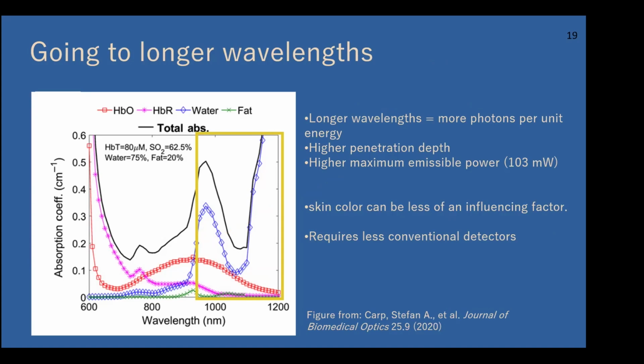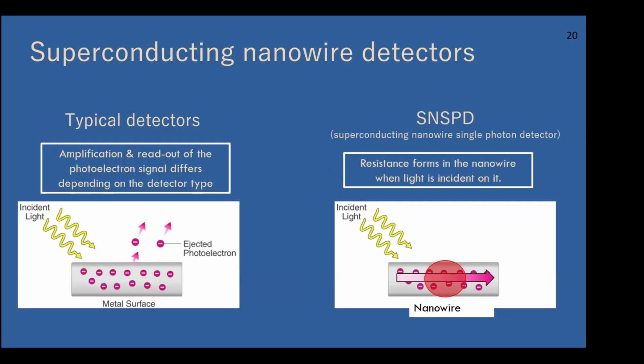Also, as a side note, going to longer wavelengths means that we'll be less influenced by the melanin, so skin color will be less of an influencing factor. The downside of going to these longer wavelengths is that we might have to start using less conventional detectors. So what kind of less conventional detectors? I'll be talking about superconducting nanowire detectors.